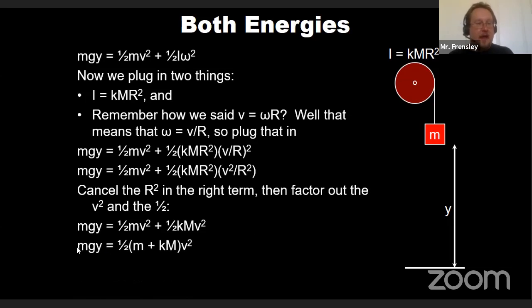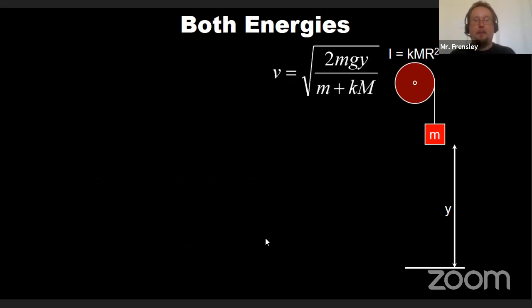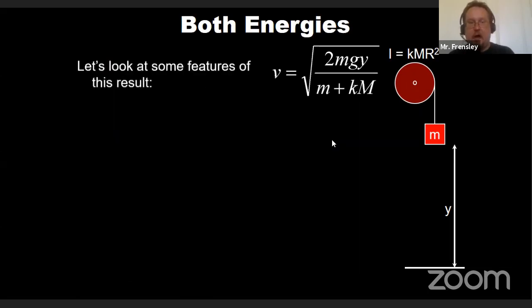It's going to look like mgy equals 1/2, and then the little m and the shape and the big M are going to factor out V squared. Then I'm just going to multiply by 2, divide by m plus kM, and take the square root. So I'm going to get something that looks like this. All right, so there you go.